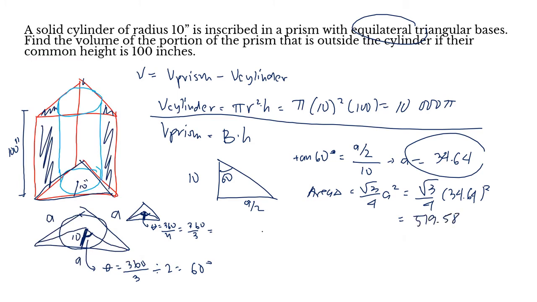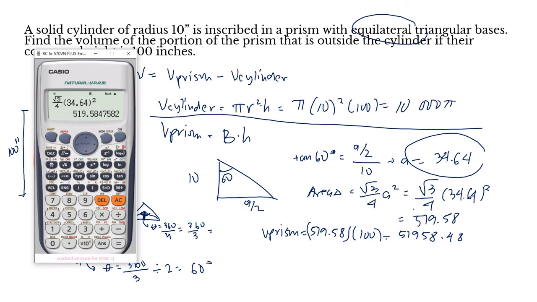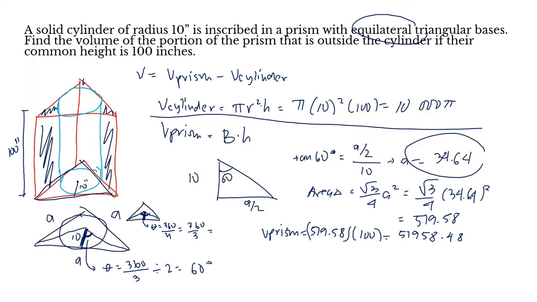Okay, so volume of the prism is 519.58 times the height, which is 100. So that is equal to 51958.48. Okay?